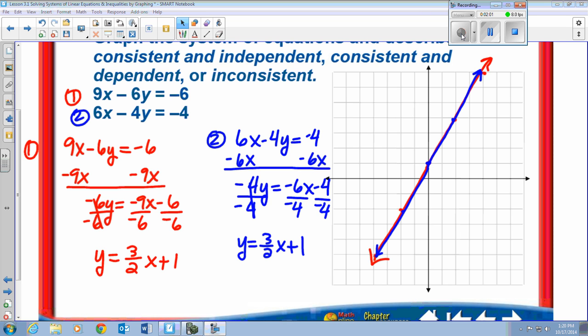So hopefully you got what I got. Okay? We want fraction form if we're doing slope. We don't want decimals. So 3 over 2, not 1.5, because I can count up 3 over 2. It's hard to count up 1.5 over 1. So did you get that they were exactly the same equation? So when I graph them, they have the same slope, same y-intercept, they're exactly the same line.